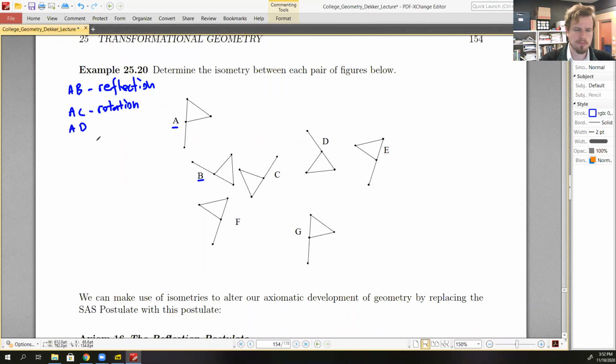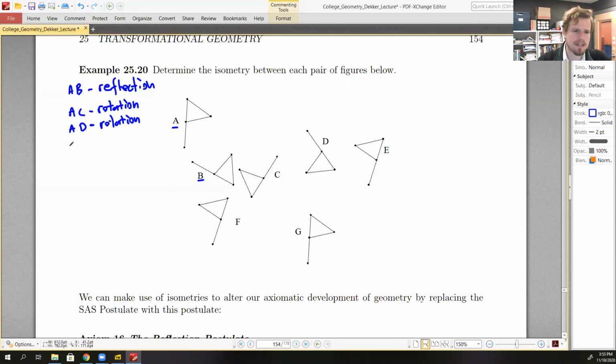All right, next would be AD. I'm choosing these in a particular order to make sure that I get them all. So I'm comparing A to B, C, D, E, F, G, and then I'll compare B to C, D, E, F, G, and so on. So comparing A to D, we have a flag pointed to the right, flag pointed to the right. And so the orientation is preserved. It's not just sliding it over. So we must have that AD is a rotation as well.